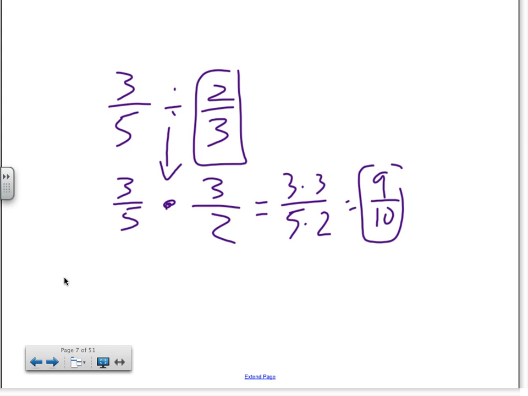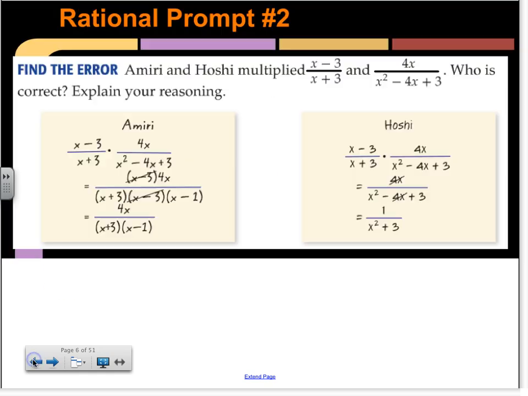And yes, there will be another review on how to add and subtract fractions too when we get to that point. But there it is. Are there any questions at this point? Okay. Without further questions, I want to go ahead and give you this prompt right now.